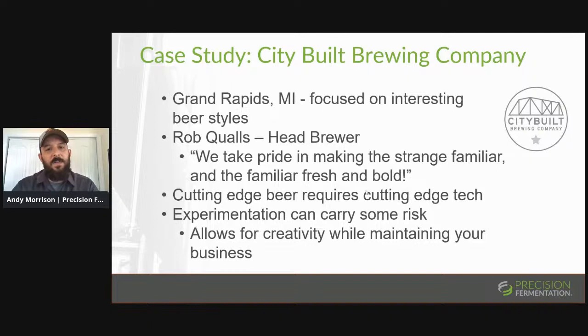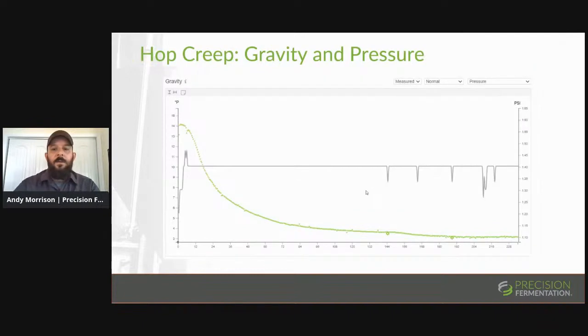What Rob is really interested in doing is seeing how the process is playing out, and when he's using a novel approach to brewing and doing things like heavy dry hopping or fruit additions to the beer, how is that impacting the fermentation in real time, and how is this system helping him make quicker decisions to be able to turn over and turn around beer in a more real-time way? So, for example, one of the things that he might be looking at is hop creep here.